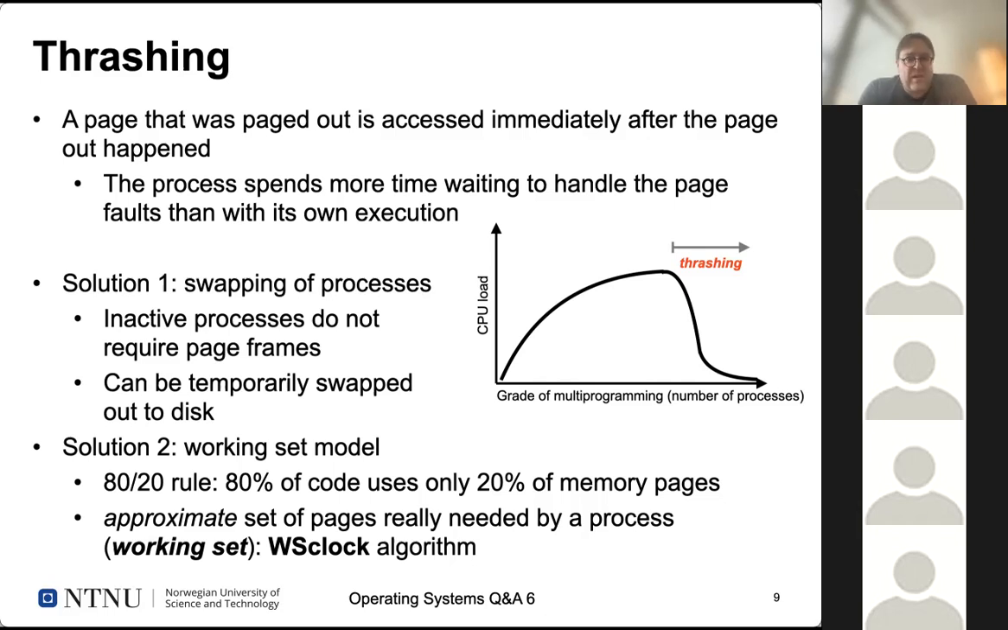And the second solution is based on a so-called working set model. This is using this 80-20 rule I mentioned before. So 80% of the code uses only a small fraction, 20%, of memory pages. This 80-20 rule can be found in very many systems. It's an approximate rule, obviously, but it's nice to see it applies here too. So what we need to do is approximate the set of pages that's really needed by a process. That's what we call the working set. And we've seen the WS clock algorithm to implement this approximation of the pages that are needed by a process.